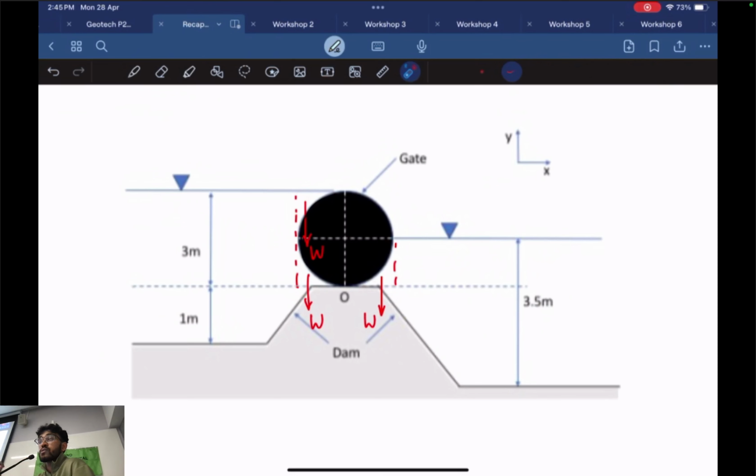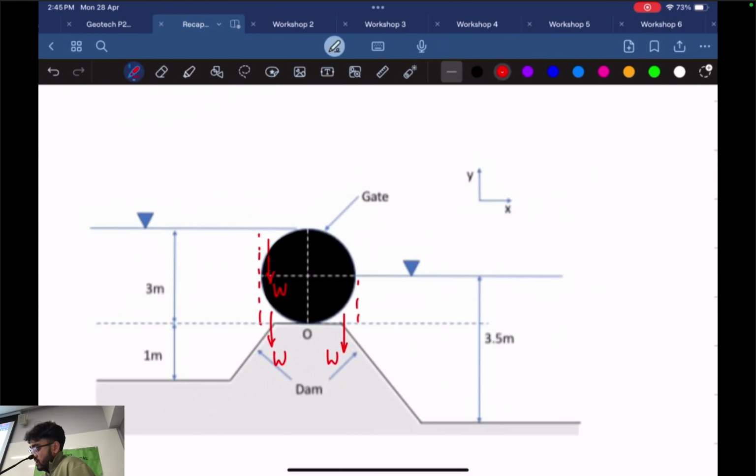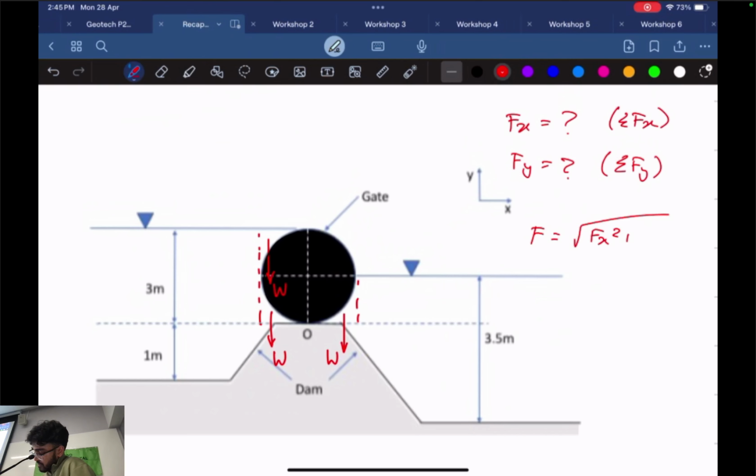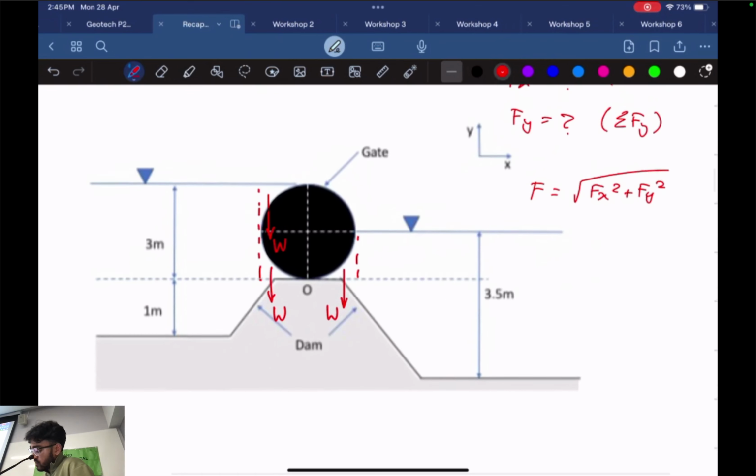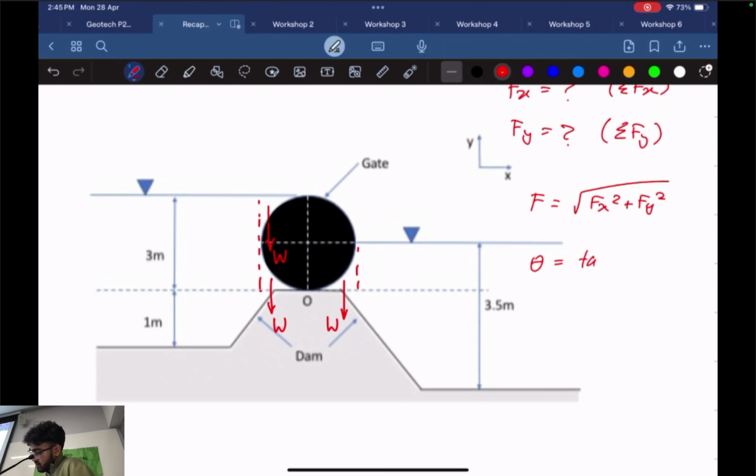So horizontal and vertical forces. And at the end, what you're going to have to do is some force resolution. After you find Fx and Fy, by doing the sum of forces in the y and the sum of forces in the x, you can find your total force F. And to find the angle that it's acting at, it's going to be tan inverse. Yeah, that's pretty much it for curve steps.